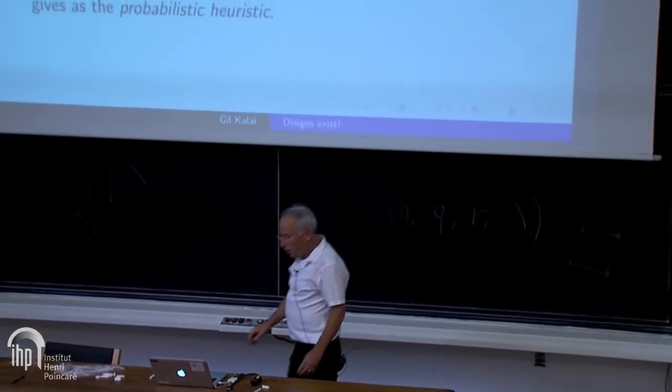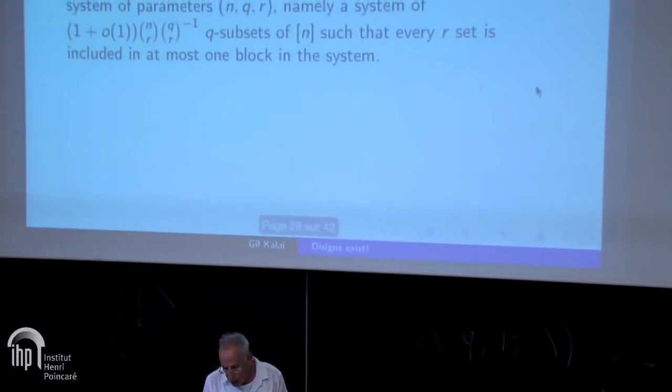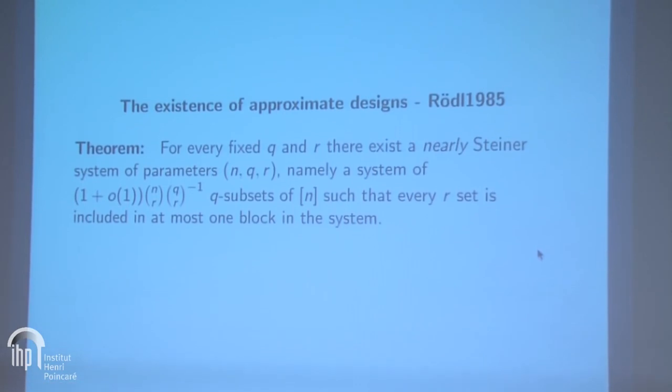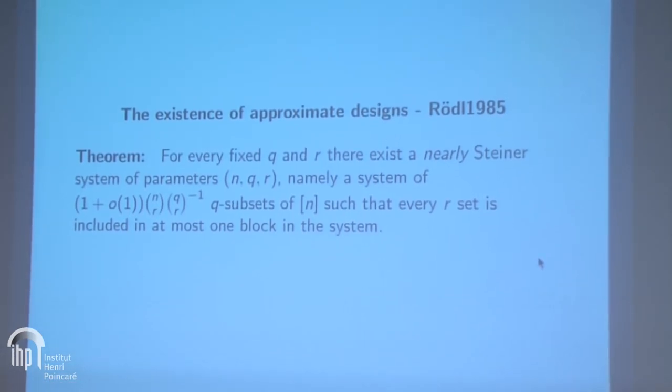And this is Erdős and Hanani. They ask perhaps if we cannot prove the existence of designs, maybe we can prove that approximate designs exist. Maybe we can find a collection of sets of size q so that every set of size r is included in one of them, except perhaps a small fraction of the sets.